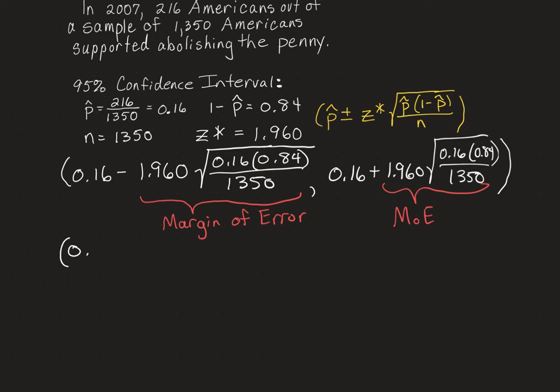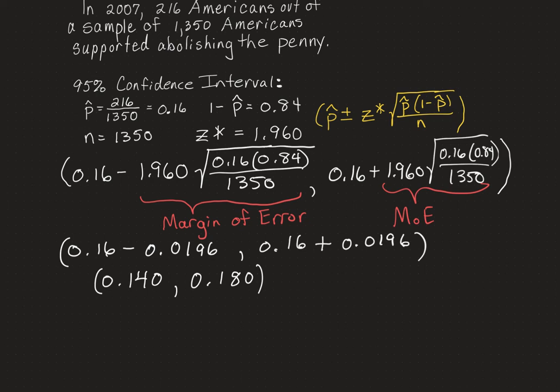All right, so our lower value is 0.16 minus 0.0196, and then we take our sample proportion and we add our margin of error, 0.0196. When we round to the thousandths place, we get proportions of 0.140 as our lower bound and 0.180 as our upper bound. How can we express this when we are telling people what our confidence level is?